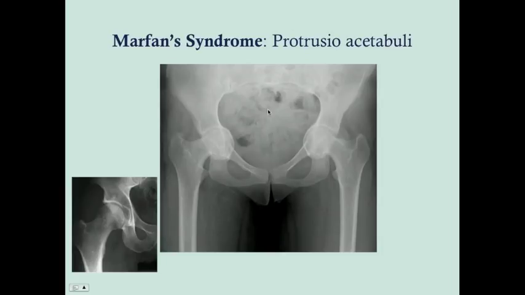This is Protrusio acetabuli, or protrusion of the acetabulum. So here's a normal hip radiograph. You can see that there's space in between the head of the femur and the acetabulum. Here you can see that that space is obliterated because of protrusion of the hip.